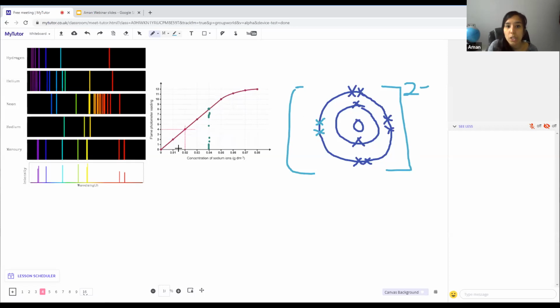And then with flame emission spectroscopy, what might happen is that when we heat it, these electrons might move up to the outer shell, and then they'll eventually move back down. And when they move back down, that releases a wavelength of light.